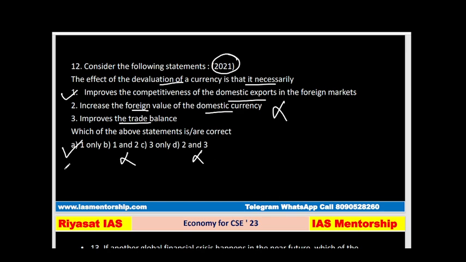Improves the trade balance, no, it will not improve the trade balance, because eventually our value is going down. No matter our export is doing well, that is fine, but our value is going down, so how will the trade balance improve? It will not. Clear? Okay.